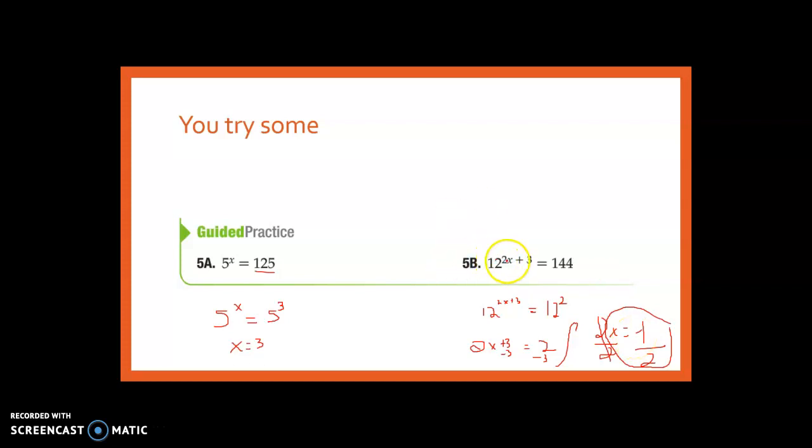All right, did that make sense? If I put negative 1 half here, 2 times negative 1/2 is negative 1. Negative 1 plus 3 is 2, and 12 squared is 144.